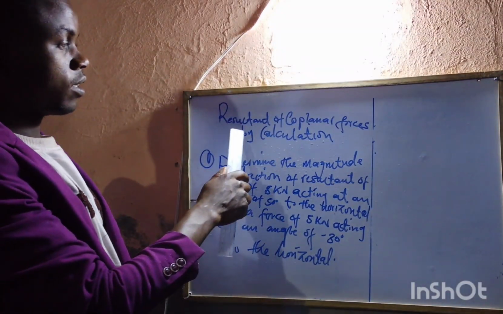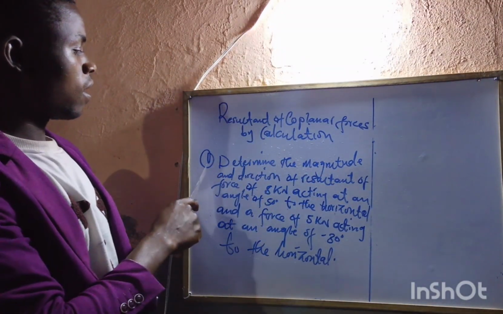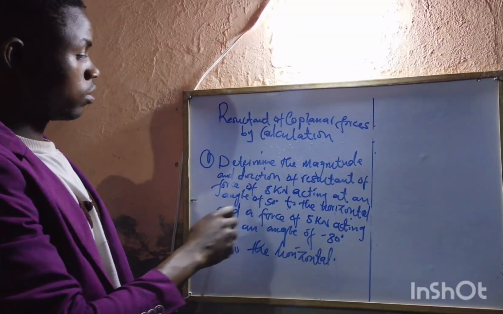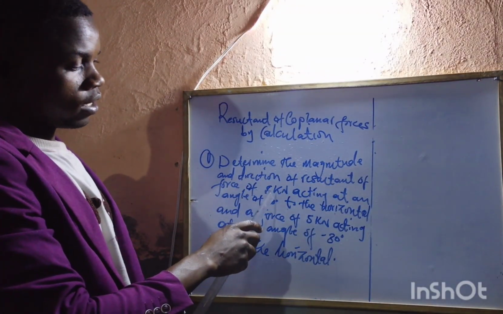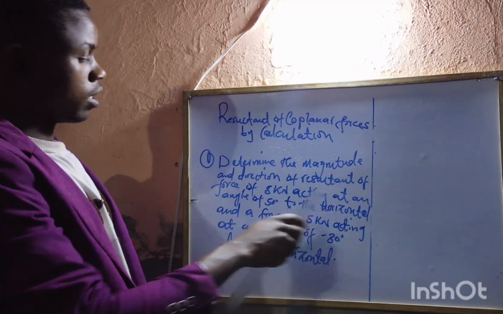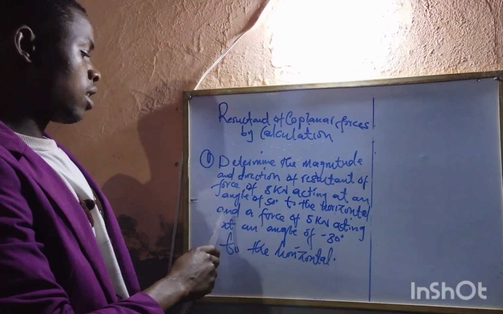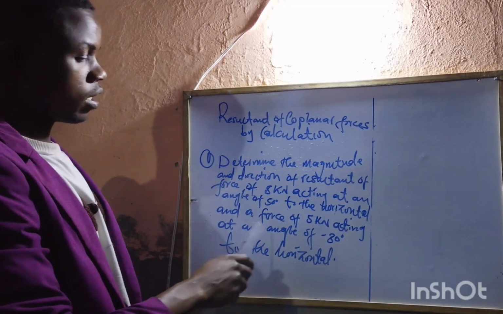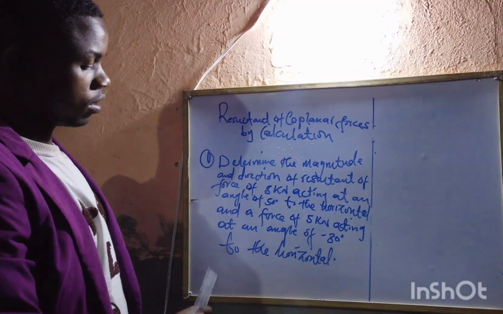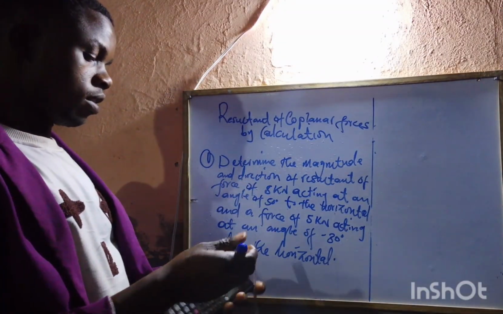In this video we're looking at the resultant of coplanar forces by calculation, and we have to determine the magnitude and direction of the resultant of a force of 8 kilonewton acting at an angle of 50 degrees to the horizontal, and a force of 5 kilonewton acting at an angle of negative 30 degrees to the horizontal. Write down the data which have been given here.